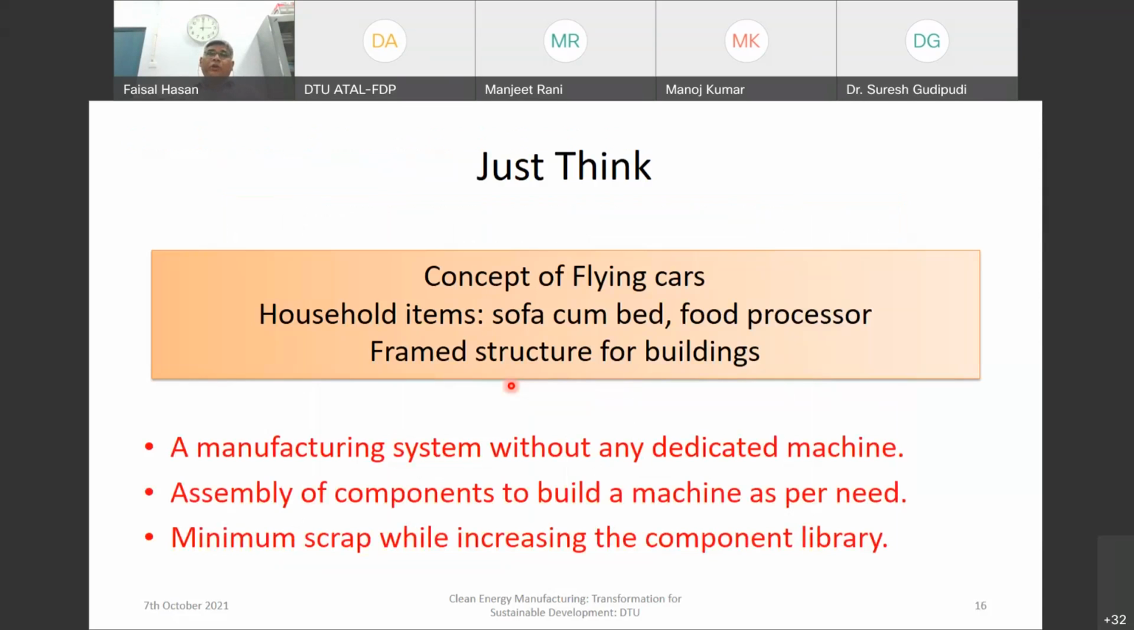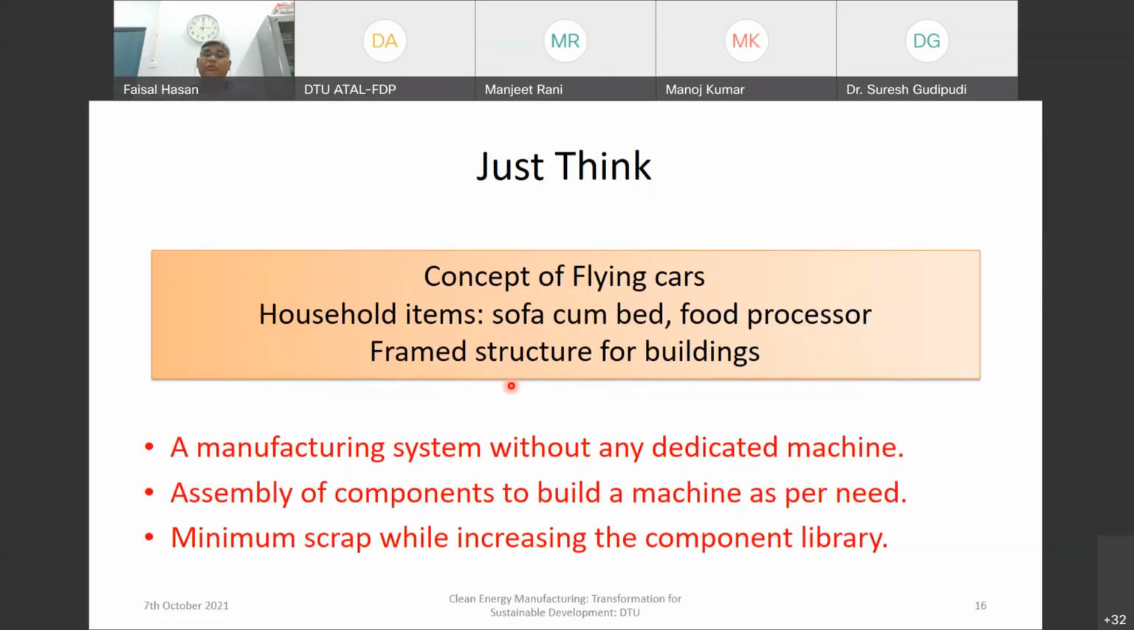Now, if we talk of sustainable manufacturing or green manufacturing or green technology, just think of a few phenomena or a few products which are available before us or which we have witnessed with our eyes.